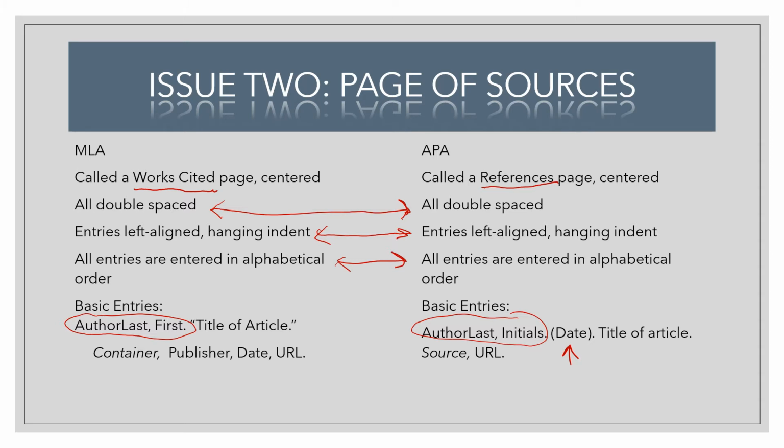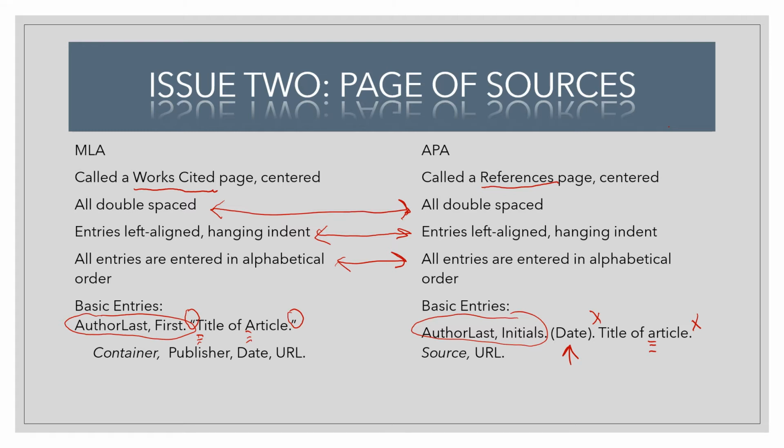After the date is the title of the article. Notice two things. In MLA, you use quotation marks around your title. In APA, you do not. Also notice that in MLA, the title of the article capitalizes all major words. In APA, it does not. You only capitalize the first word of the title or the first word after a colon if it has a subtitle. So that's the difference between these two as far as the titles of the articles go.